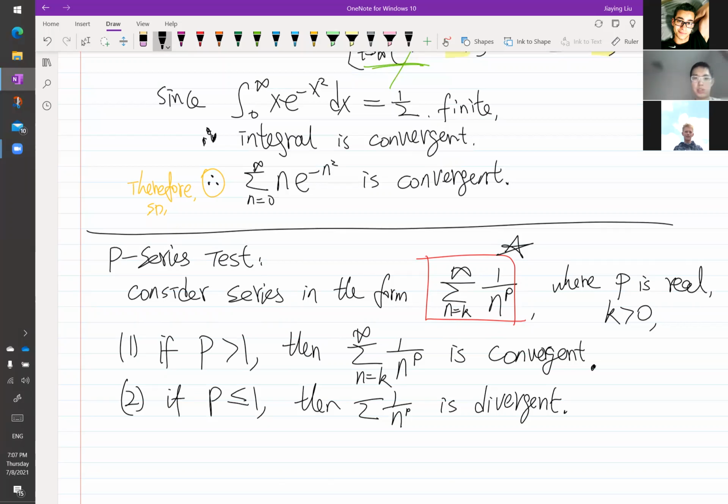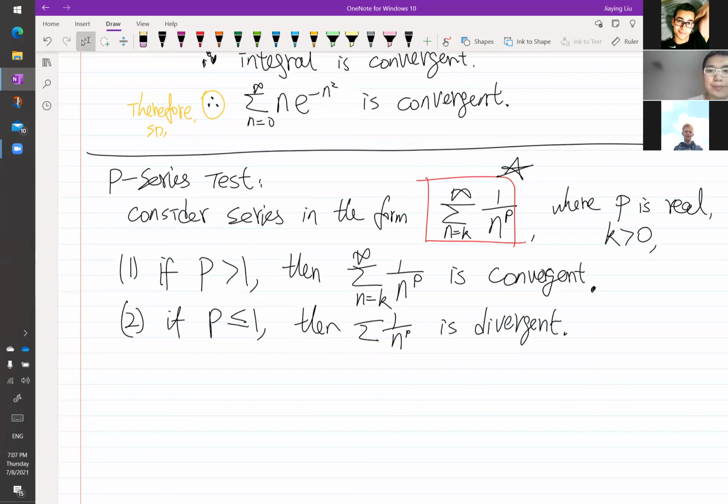This is an easy test, but it's very limited. It's only applicable to this type of series. It's not a very widely used test, but it could be really useful from time to time. I'm not writing down the derivation for this test, but it's in the book if you are interested.